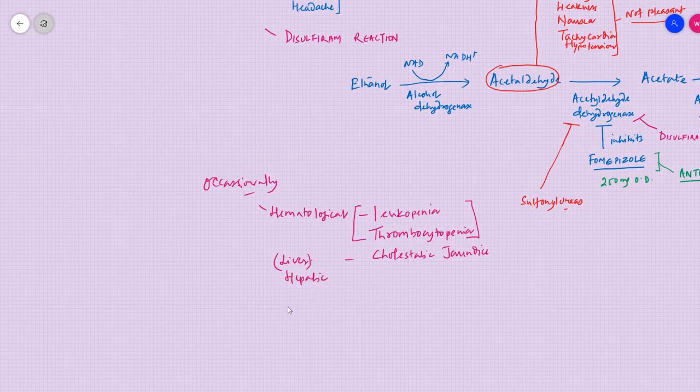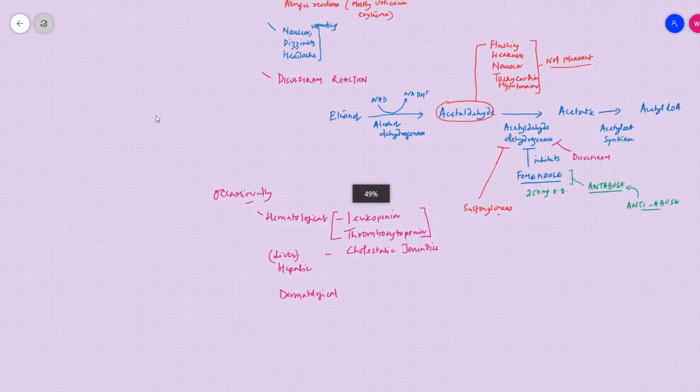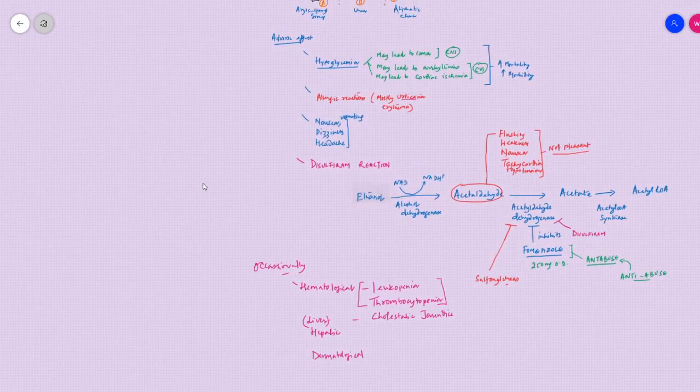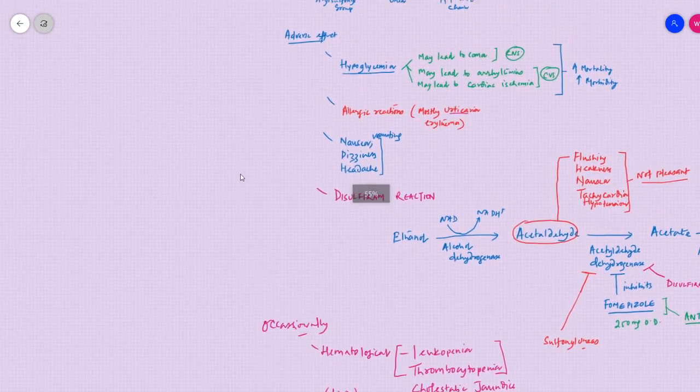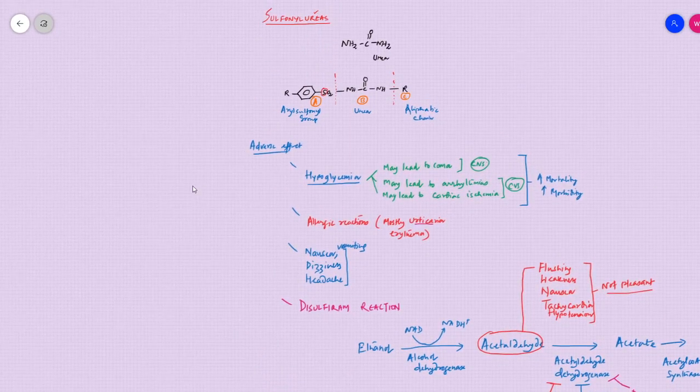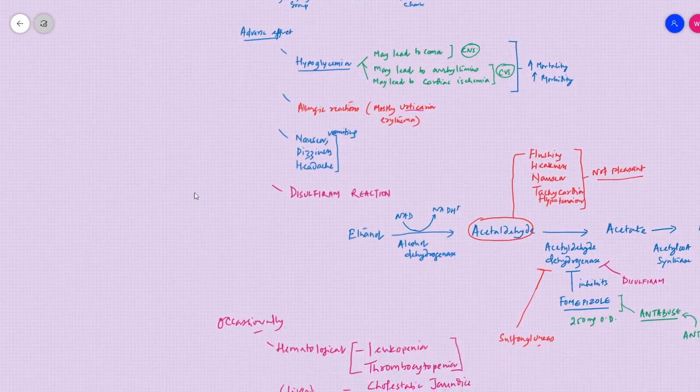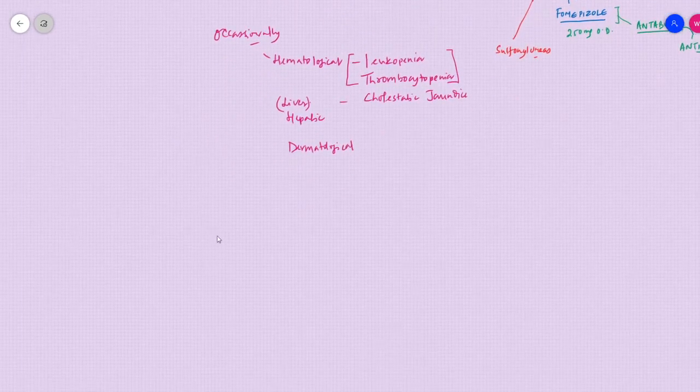Or it may cause a dermatological effect, which we have already talked about. What's the dermatological reaction? On the skin, it can cause urticaria. So that is the dermatological manifestation. This should give us an understanding about the main adverse effects of sulfonylureas. And the main one, hypoglycemia, is not shown by which drug? By biguanides. So that's the advantage of biguanides over sulfonylureas.